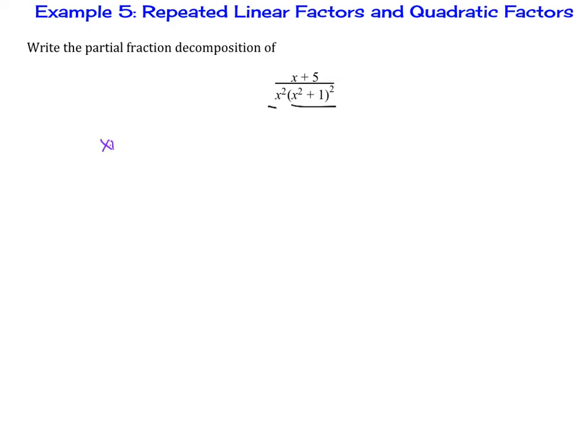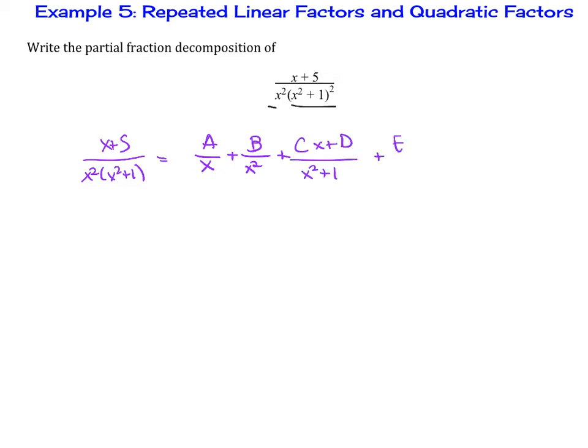So we write x plus 5 over x squared times (x squared plus 1) squared. So this is going to be A over x plus B over x squared, so that's constants over the linear. Now we do Cx plus D over x squared plus 1 plus Ex plus F over (x squared plus 1) squared. So really it's the same thing, it's just more algebra involved. And so we're going to first multiply by the LCD.